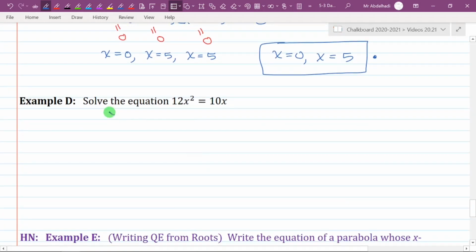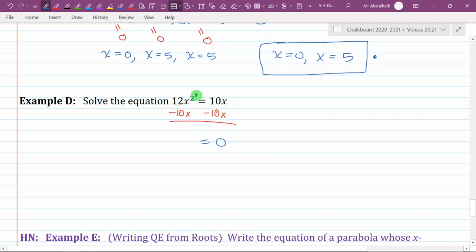How about this one here? Solve the equation. Well, like I said before, you can only solve quadratic equations, meaning having x squared in it, if you have a 0 on the right side. So I need a 0. 0 is the hero. So how do I get a 0? I'm going to subtract 10x from both sides. This becomes a 0 here.